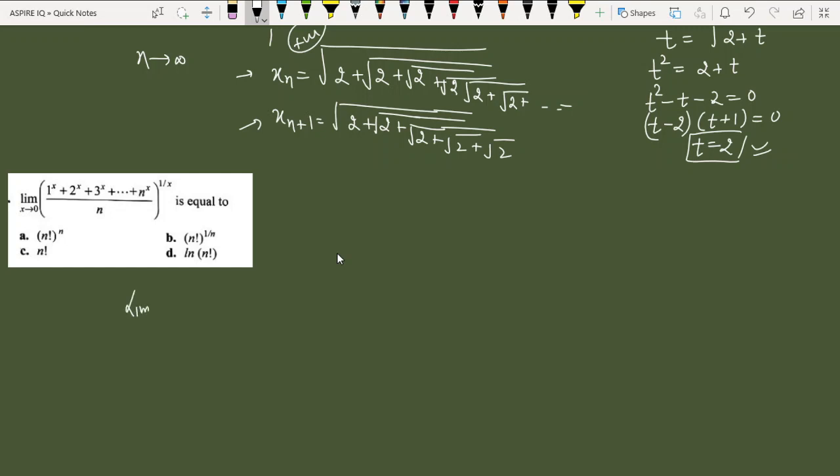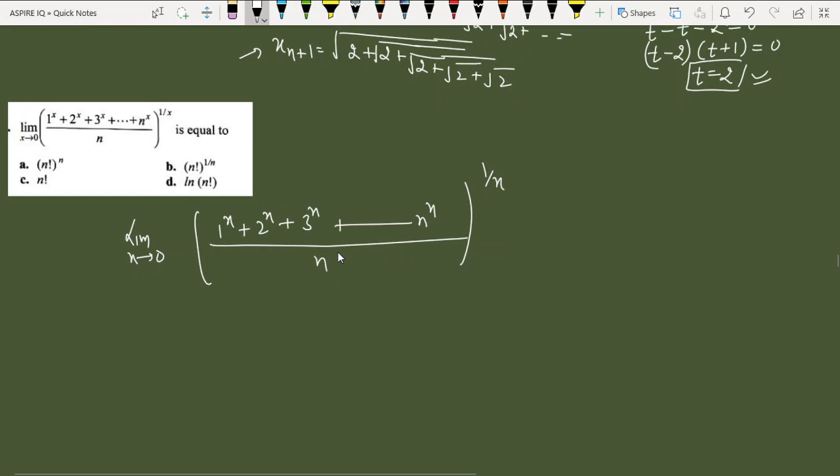The next question is limit x tends to 0 of (1 to the power x plus 2 to the power x plus 3 to the power x plus ... plus n to the power x) upon n, all raised to the power 1 upon x. If we check the limit here, the indeterminate form is 1 to the power infinity. So what we do in the 1 to the power infinity form is we add 1 and subtract 1.